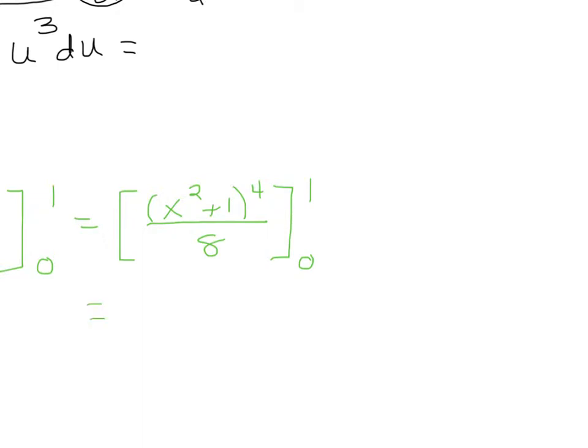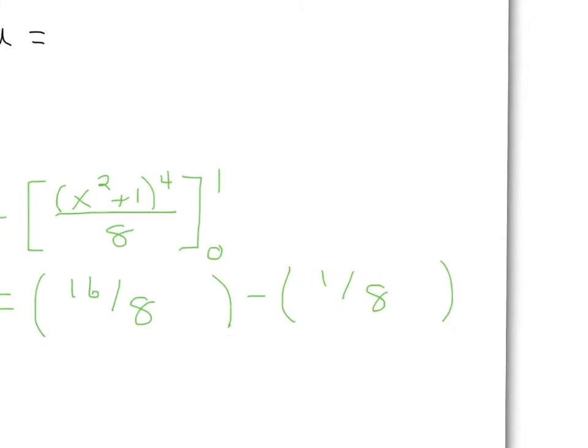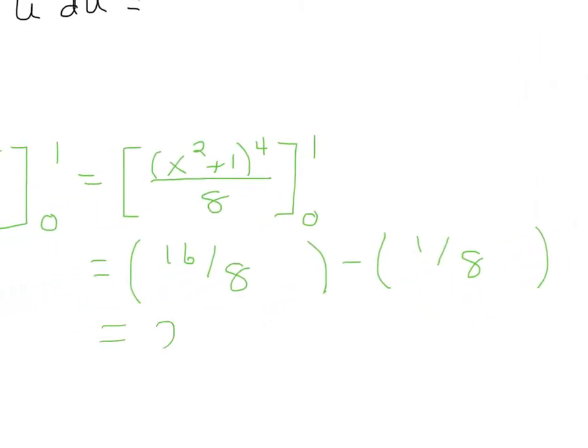Then we'll come down here, we will evaluate this thing at 1, and we'll subtract this thing evaluated at 0. So when x is equal to 1, I have 1 plus 1, which is 2. 2 to the 4th is 16 over 8. And then when x is 0, I'm going to get 1 to the 4th over 8. So ultimately, I will be left with 16 over 8, that's just 2, minus 1/8. And at the end of the day, I'm just going to call that 1 7/8.